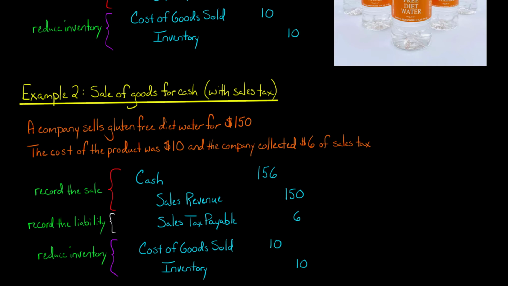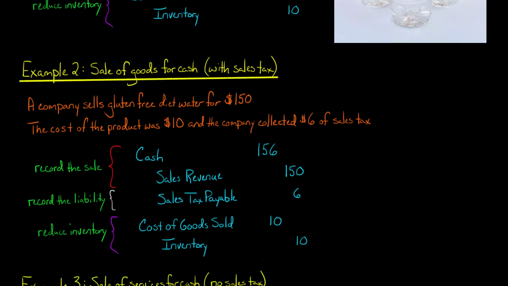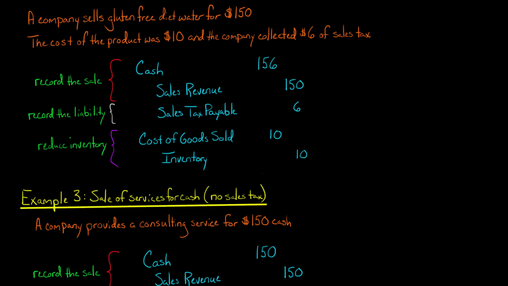So again, we didn't debit accounts receivable here because we're receiving the cash immediately, so there is no receivable, but we're still recording sales revenue, and then now we have this sales tax payable liability account. Okay, so it's a liability that would show up on the company's balance sheet. Next, we have to reduce the inventory account because, again, we sold goods and the cost of the product was $10. So, again, we're going to debit cost of goods sold for $10 and then credit inventory. Okay, so this credit to inventory is going to reduce the inventory asset account, and the $10 debit to cost of goods sold, that's an expense, right? Cost of goods sold is an expense that goes on the income statement.